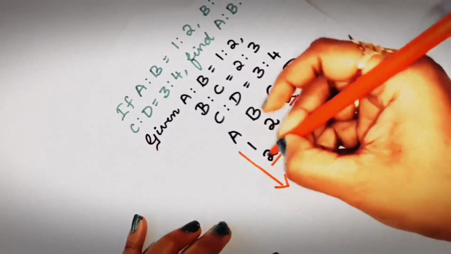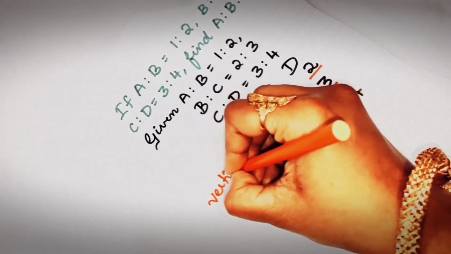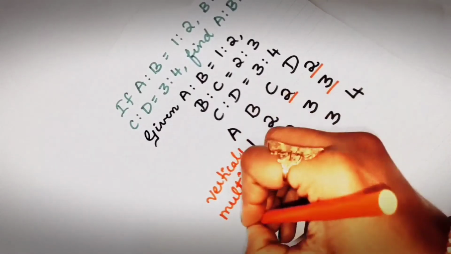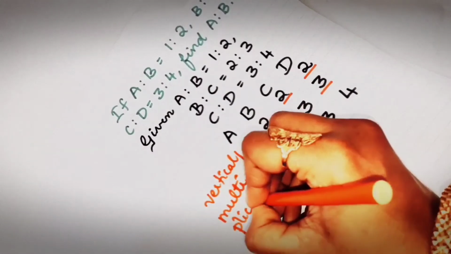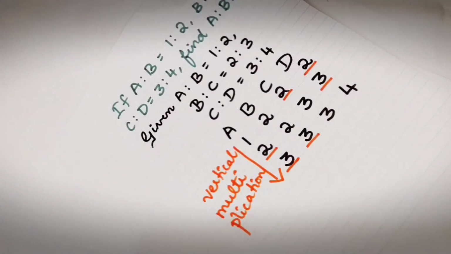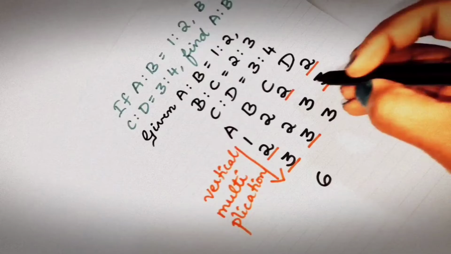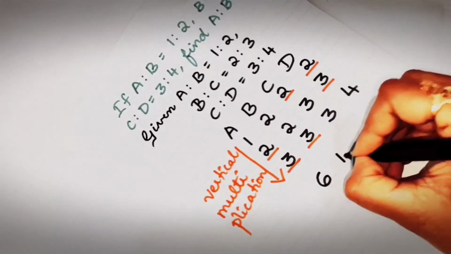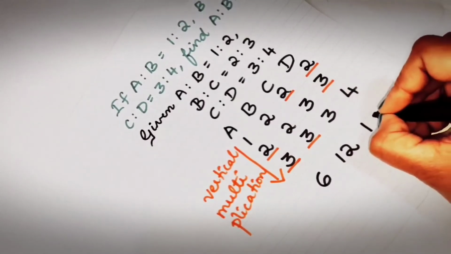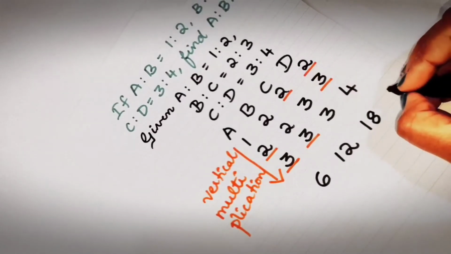Now let's move on to the next step. The next step is vertical multiplication. So as already said, vertical multiplication means we are supposed to multiply the numbers appearing in the columns A, B, C and D. So let's move on. Let's first multiply the numbers under the column A. So 1 into 2 into 3 gives 6. Now under B, 2 into 2 into 3 gives 12. Under C, 2 into 3 into 3 gives 18. And under D, 2 into 3 into 4 gives 24.